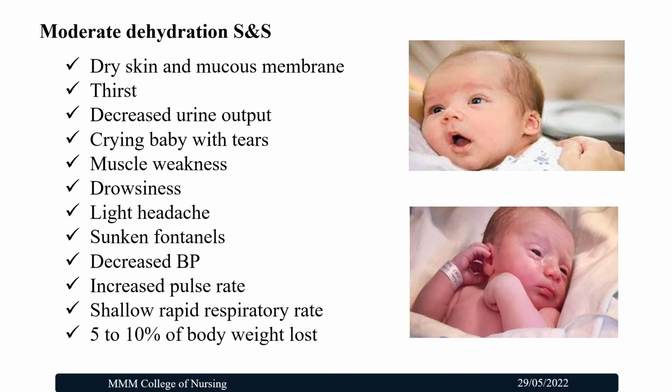Moving on to signs and symptoms of moderate dehydration, the child has the clinical features of dry skin and mucous membrane, thirst, and decreased urine output will be present. When the child cries, the tears will be present. Muscle weakness, drowsiness and light headache will be present, shrunken fontanelles will be visualized, and decreased blood pressure, increased pulse rate, shallow rapid respiratory rate, and 5 to 10% of the body weight will be lost. These are the clinical features of moderate dehydration.